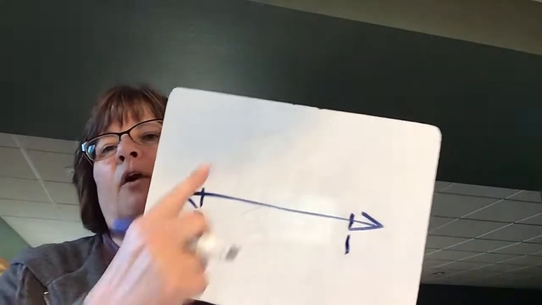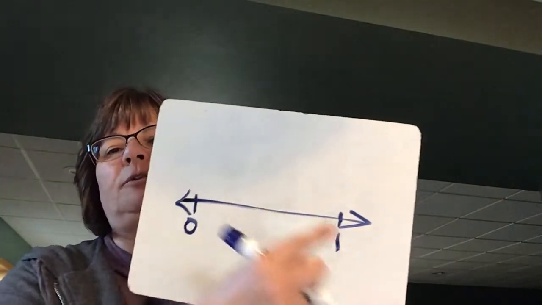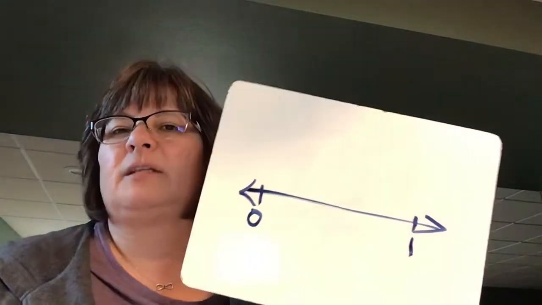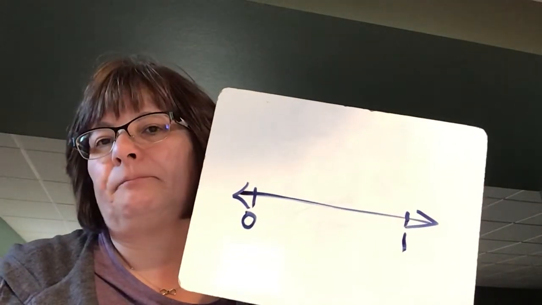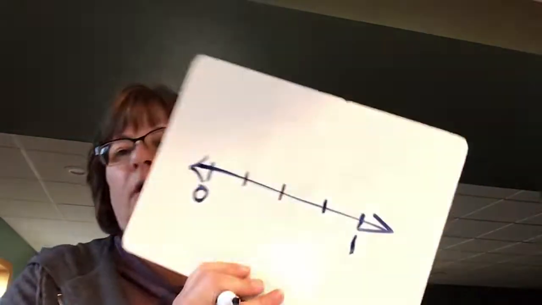okay, you have 0 and 1. And I'm going to mark it like we've done before. The whole is this portion from 0 to 1, and I'm going to use that to pretend to be the football game. Now, the portions are in fourths, so I'm going to divide my number line into 4 equal parts.